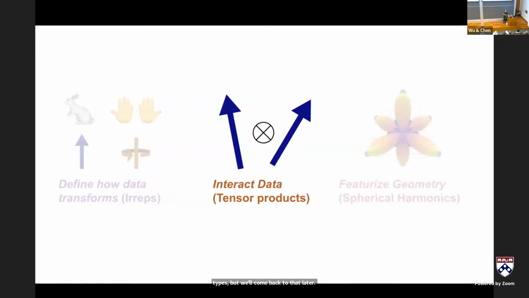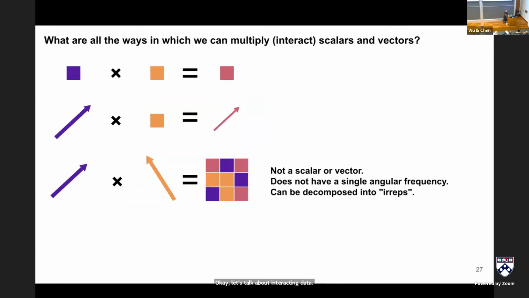Okay, let's talk about interacting data. I'm going to stick with scalars and vectors as a motivating example of where these other data types come in. You might be saying, well, I only deal with scalars and vectors, so maybe I can get away without these other data types. That still may be true, but I'd at least like to motivate where they may come from, even if you're starting from humble scalars and vectors. What are all the different ways we can interact scalars and vectors? A scalar times a scalar gives me back a scalar. If I have a vector and a scalar, the scalar scales the vector, hence why we call it a scalar. I can't change the direction if I'm interacting with a scalar.